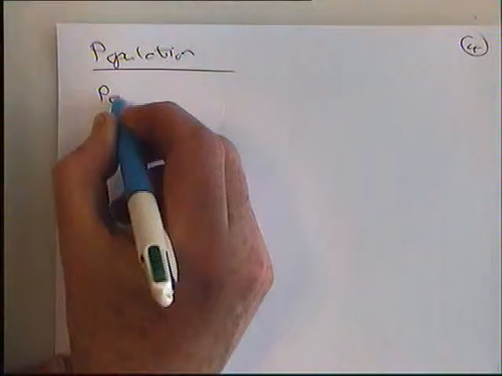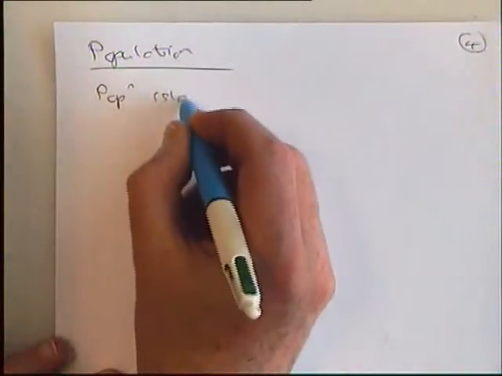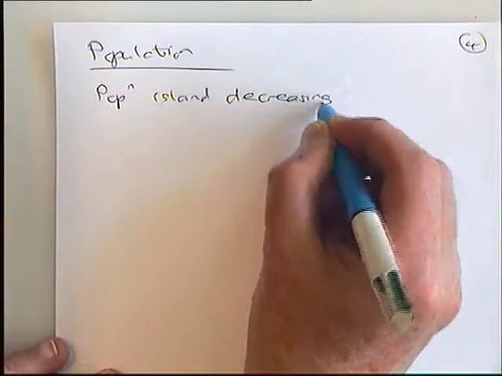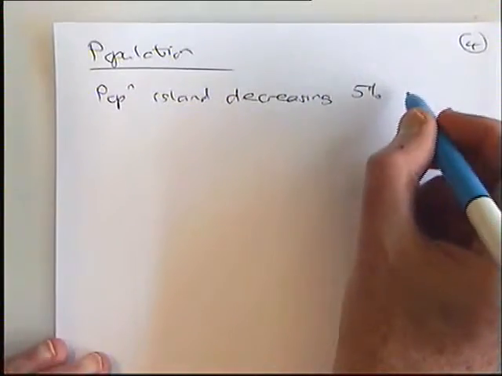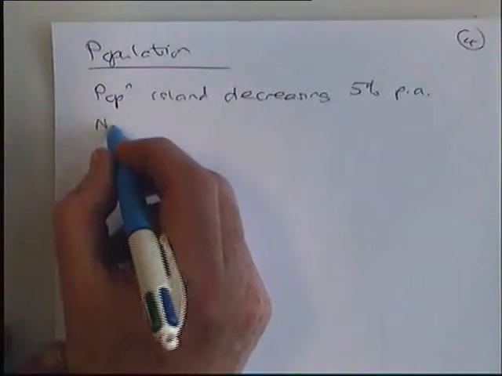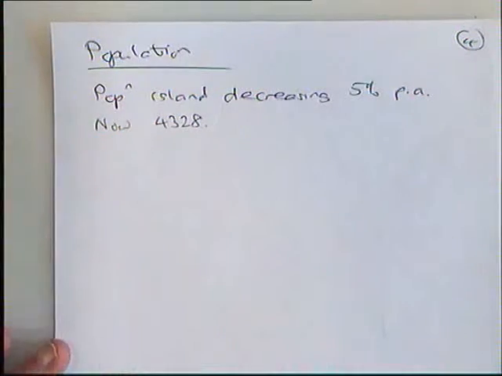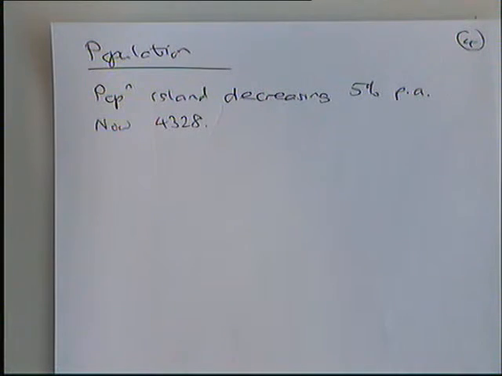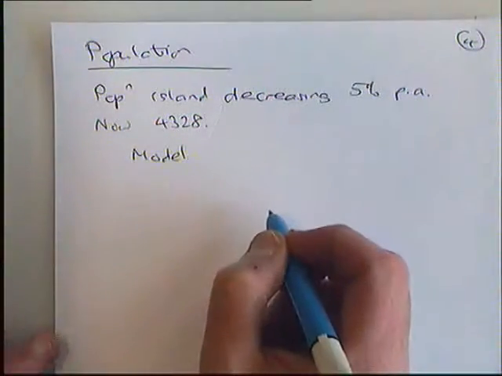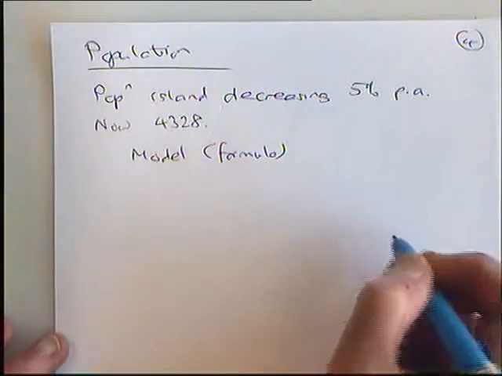What we are having, and we'll just sort of summarise the things we've got here, is we've got the population on an island is decreasing at a rate of 5% per year, per annum, and the population at the moment, the population now is 4,328. What I want you to do first of all, or what we're going to do together, is come up with a model for it. Model, that means like the formula to model the growth.